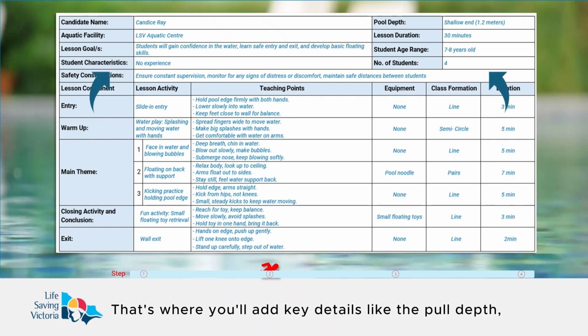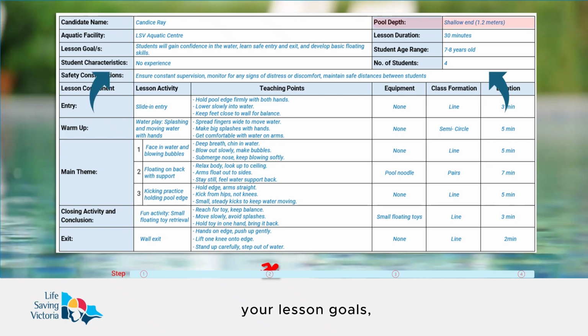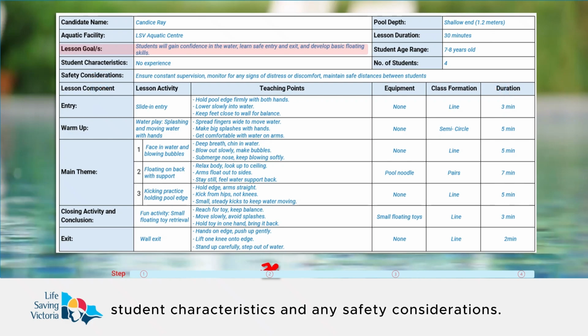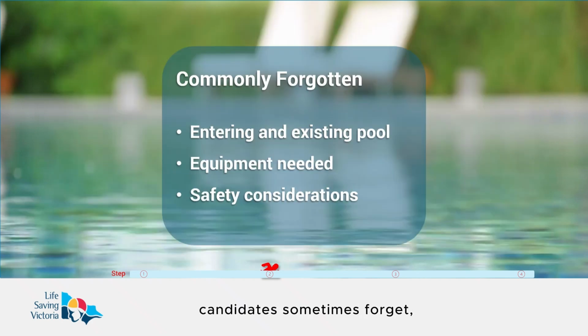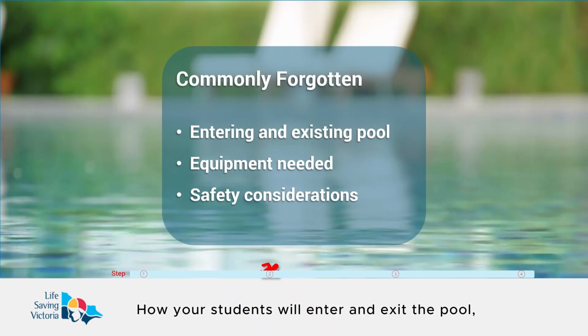Start by focusing on the top part of each template. That's where you'll add key details like the pool depth, your lesson goals, student characteristics, and any safety considerations. These things might seem small, but they really help paint a picture of what your session will look like and show that you're thinking about both safety and your learners' needs. There are also a few little things that candidates sometimes forget, so just keep an eye on these. How your students will enter and exit the pool, any equipment you'll be using, and of course, your safety notes.